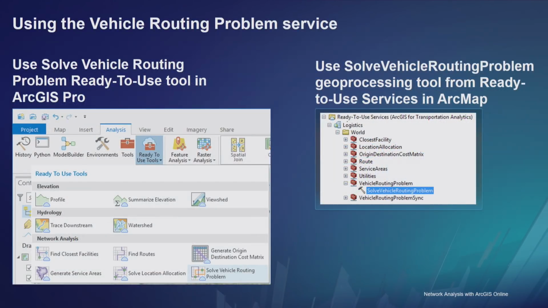There's a couple different ways you can access that. For the full power of the vehicle routing problem service, you really need to use the ready-to-use tools within either Pro or ArcMap, where you have all those parameters on all of those orders and depots and input layers where you can do those constraints.